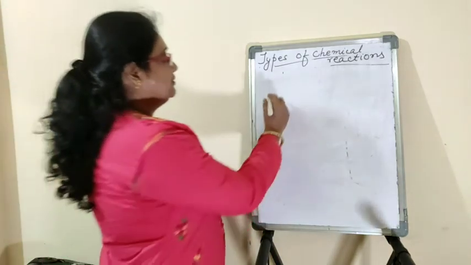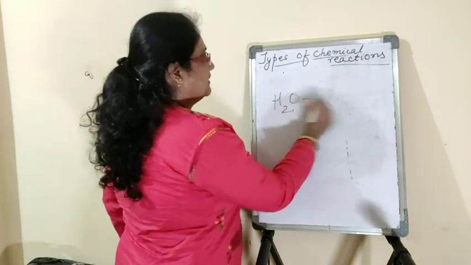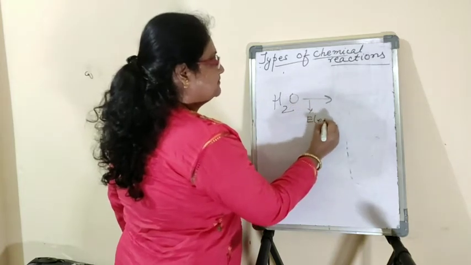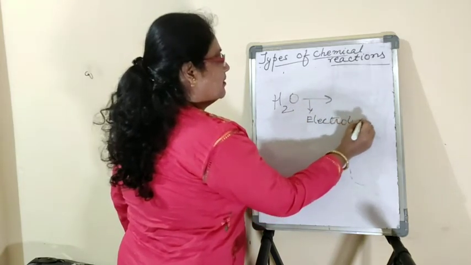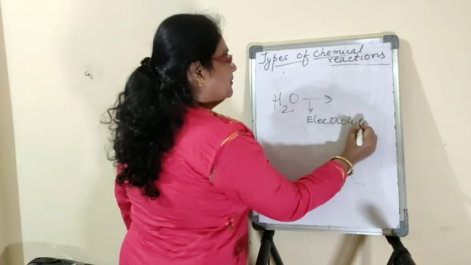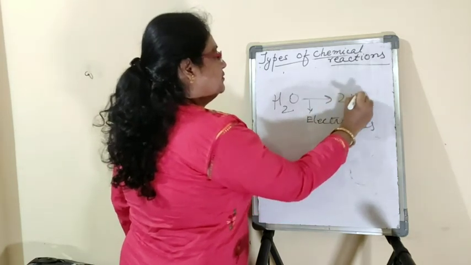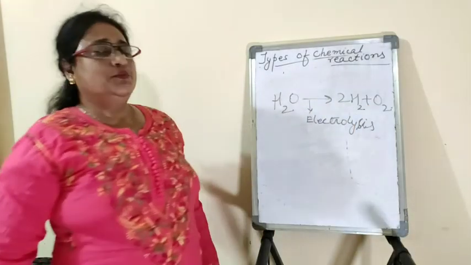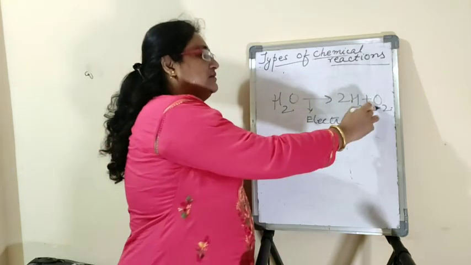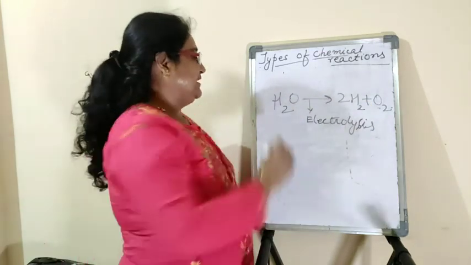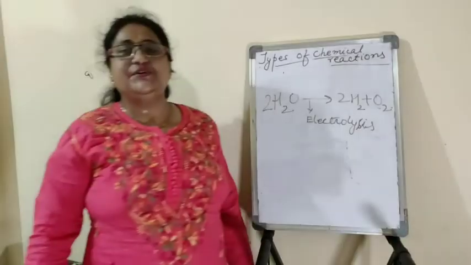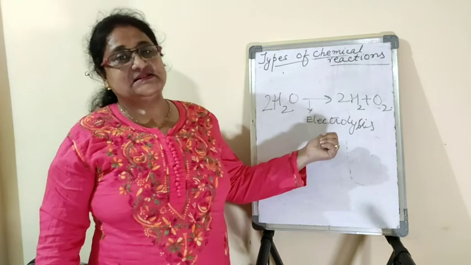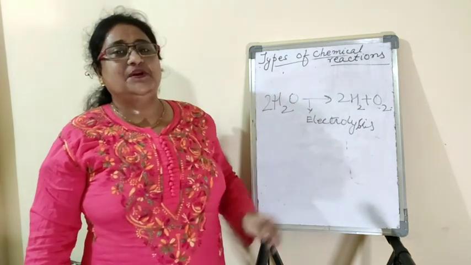So water can be separated by the process of electrolysis into 2H2 plus O2. So 2 molecules of H2 and 1 molecule of O2 can be generated or dissociated by the process of electrolysis. So these are examples of decomposition reactions.